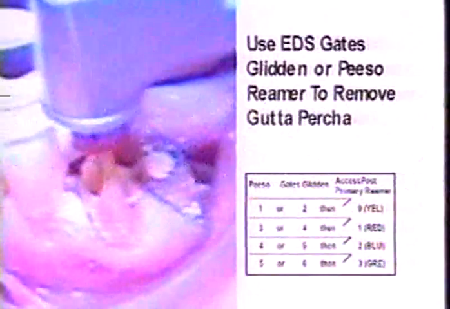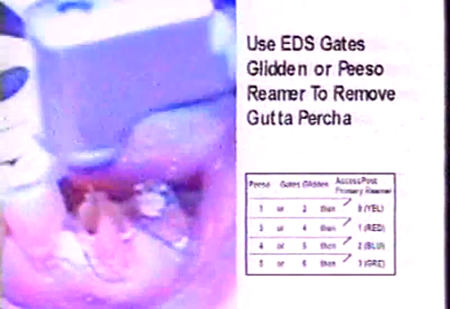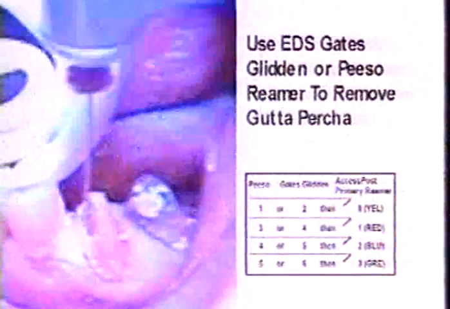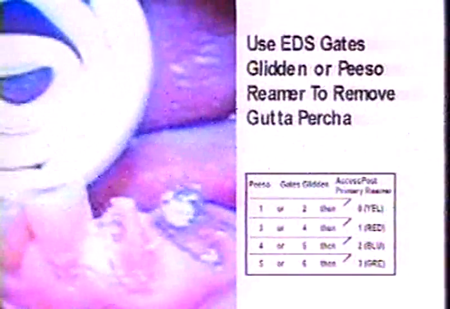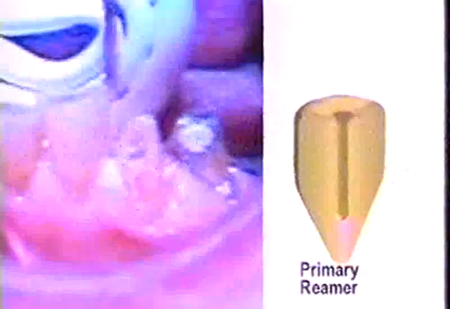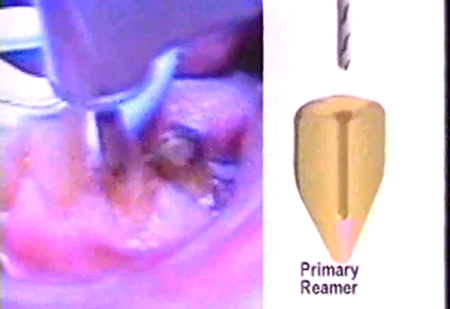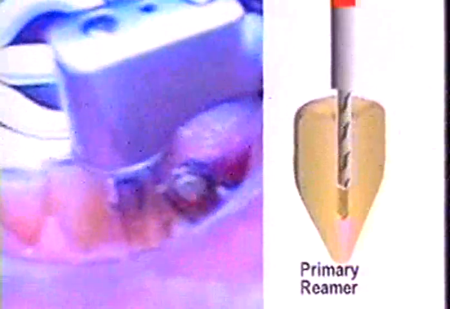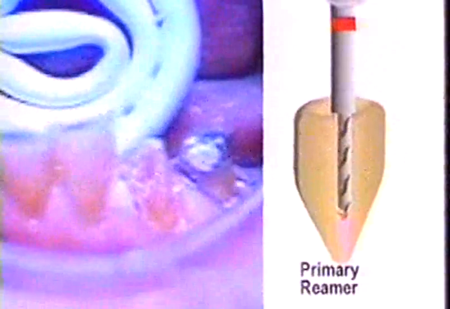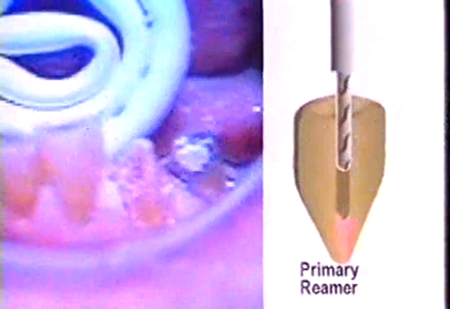For matching size selection of drills and posts, see the illustration chart in the instruction booklet. A rubber stop is used to maintain the proper depth of the post hole preparation. All EDS Gates-Glidden drills are color-coded to match both reamer and post sizes. The full depth of the post hole is created by inserting the primary reamer into the canal until the shoulder contacts the coronal dentin. It is best to limit the number of entries into the canal to once or twice.